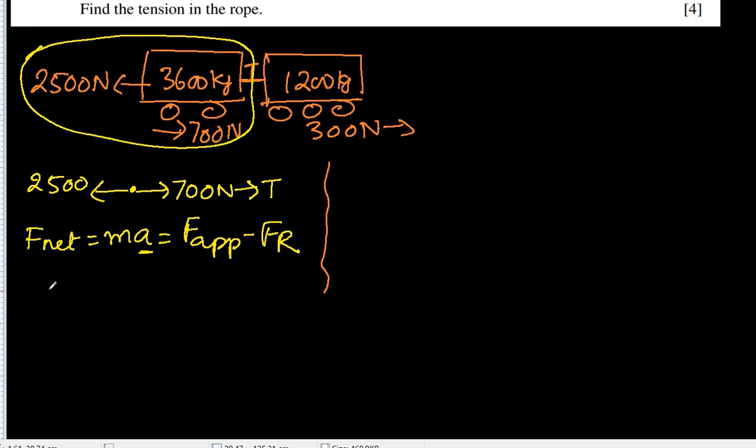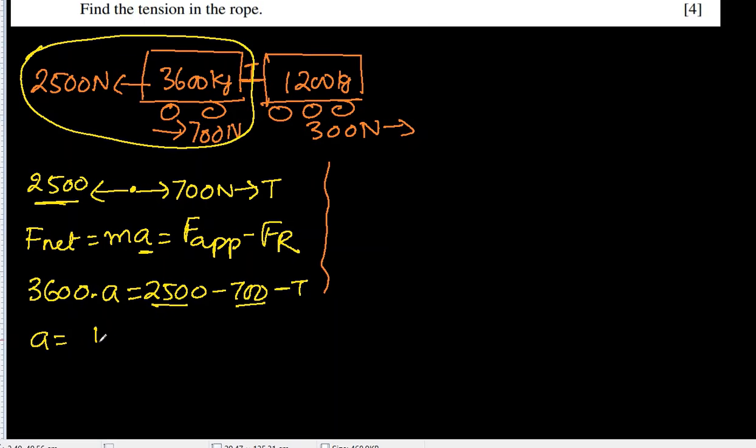So I can write m, which is 3600, times a equal to the applied force, 2500 Newtons, minus 700, minus T. There are two forces in the opposite direction. So acceleration will be 1800 minus T over 3600. We cannot cancel 1800 and 3600 because there's a negative here. So we have isolated acceleration.